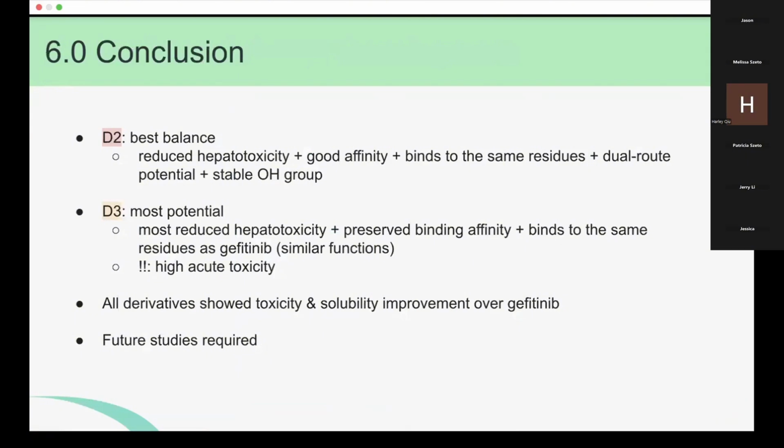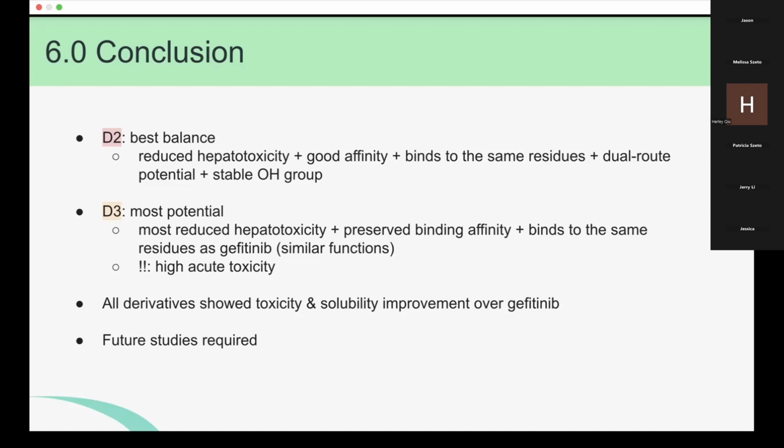So to wrap up, D2 had the best balance in reducing liver toxicity, having a good water solubility, binding effectively to the EGFR target and working well for both oral and IV delivery. However, D3 had the most potential in future development because of its lowest immunotoxicity. It can bind to the same target residuals as the original gefitinib, which means that it can function almost the same as gefitinib. But it also has a high predicted acute toxicity reflected by the LD50 value, which I didn't show in this presentation, and further studies are needed as well.